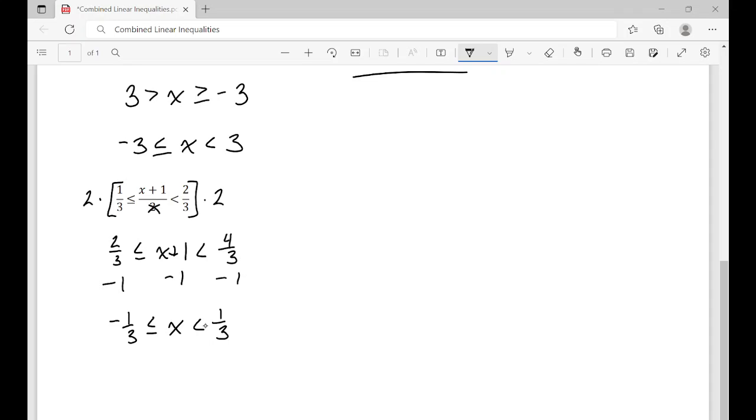Our answers are in a fraction, but we're not too worried about it. And it's smallest number then larger number, so we're pretty happy. So, going to get negative 1/3 to positive 1/3, and this has an equal to sign, so it gets a bracket. And this does not have the equal to sign, so it gets a parentheses. And so this is our solution to this inequality.